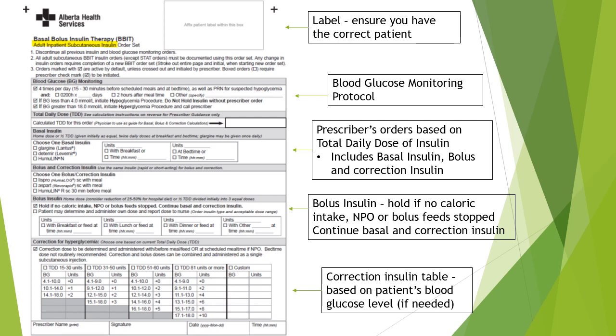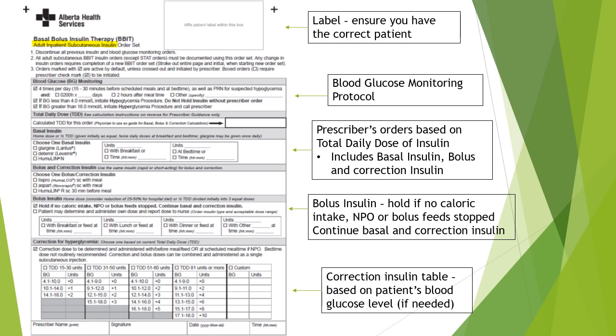The other thing to tell you about with the order sets is that sometimes they'll look different from hospital to hospital. So for example, the order sheet between the Royal Alex Hospital and the University of Alberta Hospital actually look different. The overall concepts of BBIT remain the same, and the overall content generally looks the same, and it covers everything that you'd normally see in the order sheet, just that it sometimes might look a little bit different.